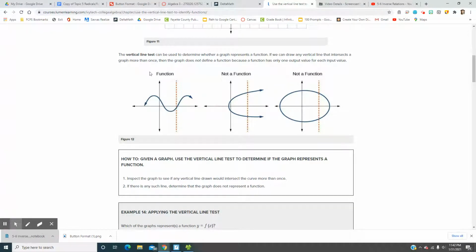So the vertical line test can be used to determine whether a graph represents a function. If we can draw a vertical line that intersects a graph more than once, then the graph does not define a function. So here, this graph is a function because if you were to draw this vertical line through any point in this graph, it would only hit the graph one time. The second one is not a function because if we draw a vertical line through this graph, it would hit the graph once and then twice. So that's what makes it not a function. The last one is also not a function because the vertical line hits that graph more than one time. But again, this first one is a function because a vertical line would hit that graph one time.